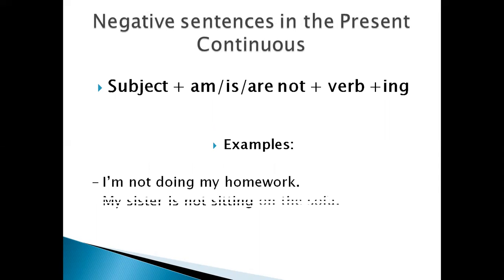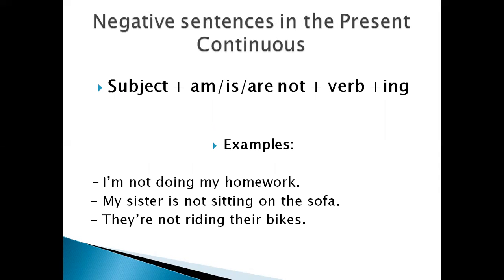The next. Negative sentences in the present continuous. To make negative sentences in the present continuous, we simply change the auxiliary verb to be from positive to negative. Subject plus am/is/are plus not plus verb and ing. I'm not doing my homework. My sister is not sitting on the sofa. They're not riding their bikes.